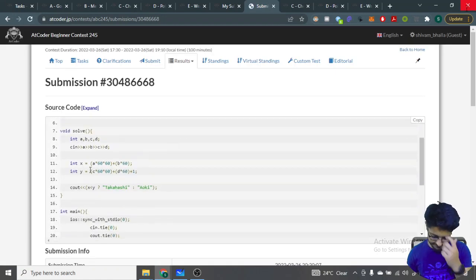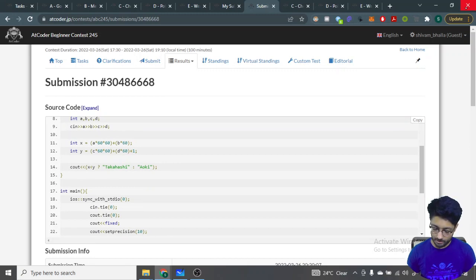So what you can directly see is that x, the first time for Takahashi, is A into 60 into 60 plus B into 60, and similarly C into 60 into 60 plus D into 60 plus 1, and whichever is the smallest, you have to just print that out. So that's the first problem.